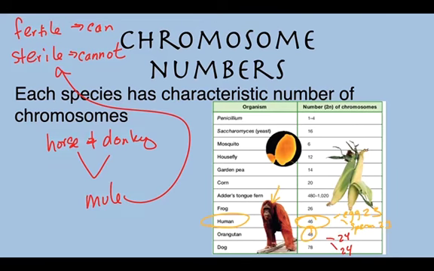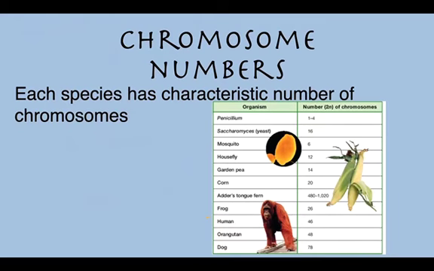The other thing that I wanted to point out was having a look at the number of chromosomes. So you've got Penicillium, which is a prokaryote. They have between 1 and 4 chromosomes.